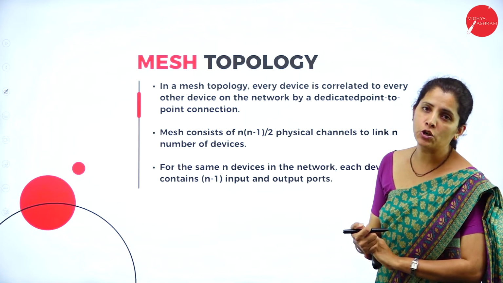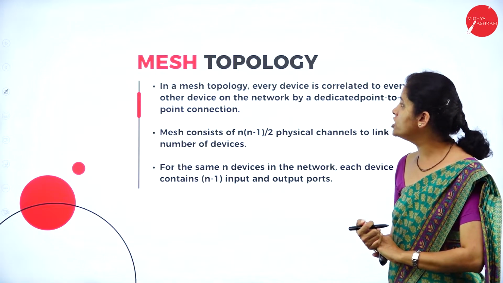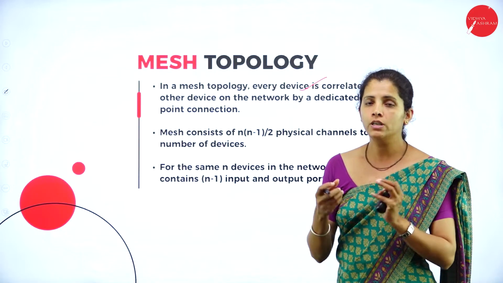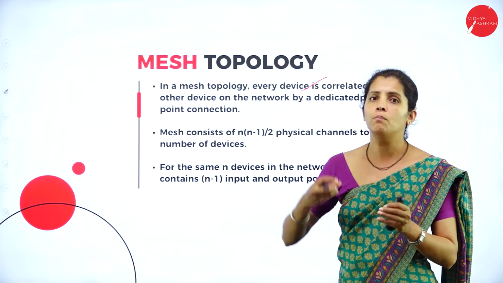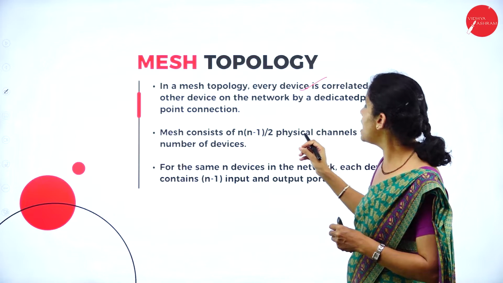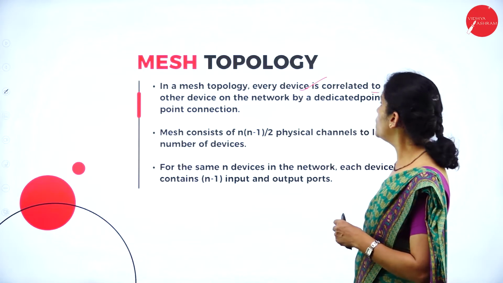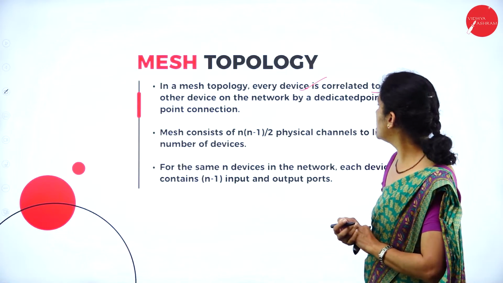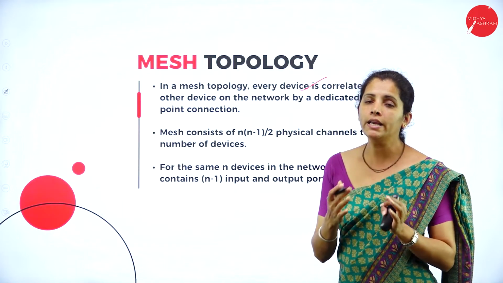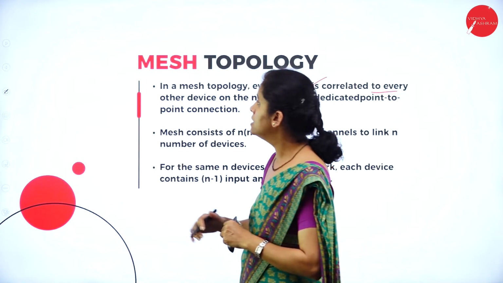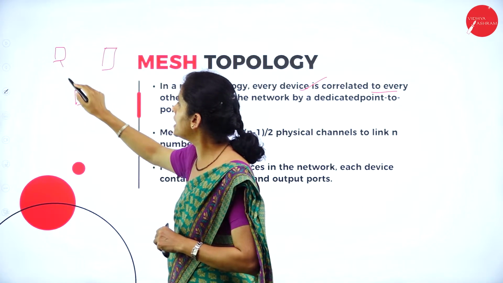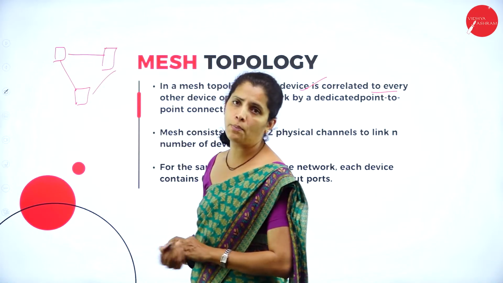Now I have mesh topology. In mesh topology, each device is correlated to each other. So, dear student, there must be more than two connections in mesh topology. Each device is connected to every other device on the network by a dedicated point-to-point connection. Dedicated point-to-point connection, in the sense, what? See, I have three computers. There must be a dedicated line between all the points.